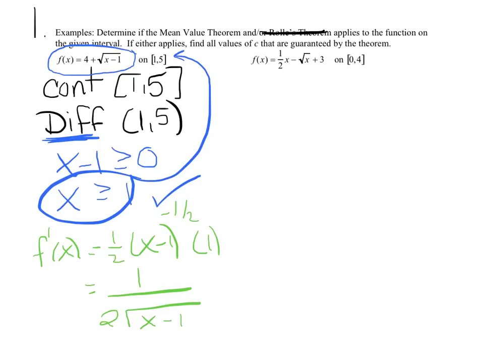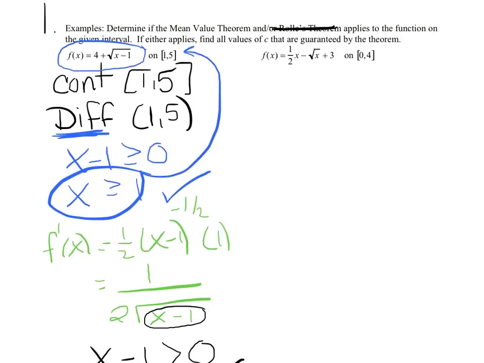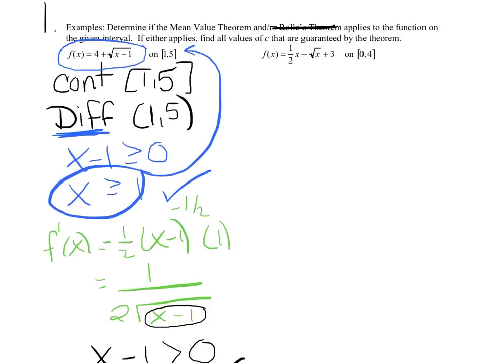And again, I'm going to ask myself, what's the domain here? Are there any numbers I can't use? Well, the only thing I have to worry about is the denominator. I'm going to set that junk under there greater than 0, because it's a fraction and I certainly can't have 0 on the bottom. So I know x has to be greater than 1. And again, that's a check because that's in my domain, 1 to 5 here. So the function is continuous and differentiable.